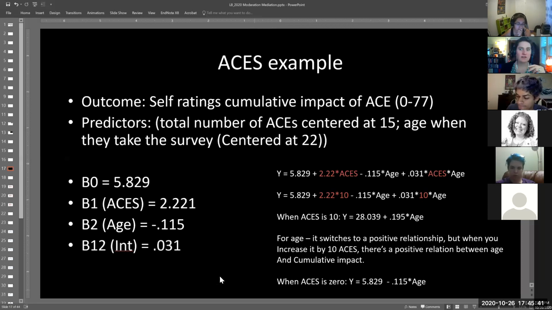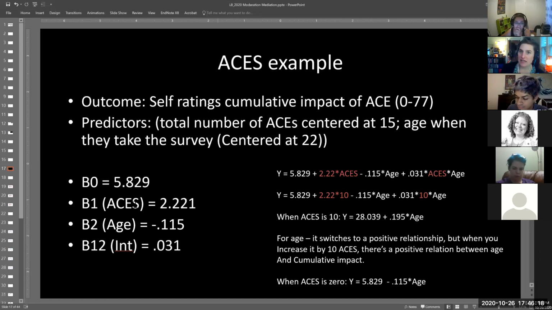Dr. Logan, I have a question about the B weight or slope for the interaction term. Sometimes the interaction terms are positive and sometimes they're negative. Is there a way that we can interpret the interaction term slope? Sure. First, you can never interpret the interaction term by itself. It only exists to talk about how one slope changes when the other value changes.